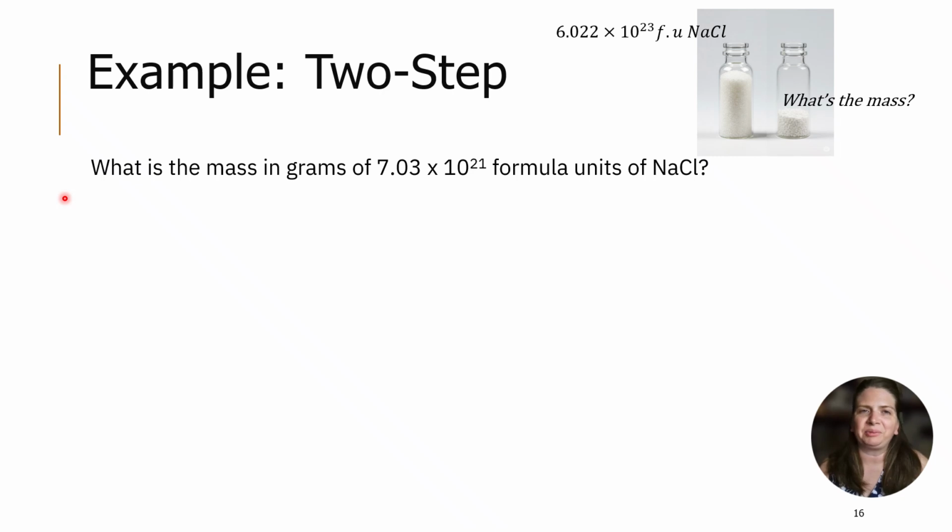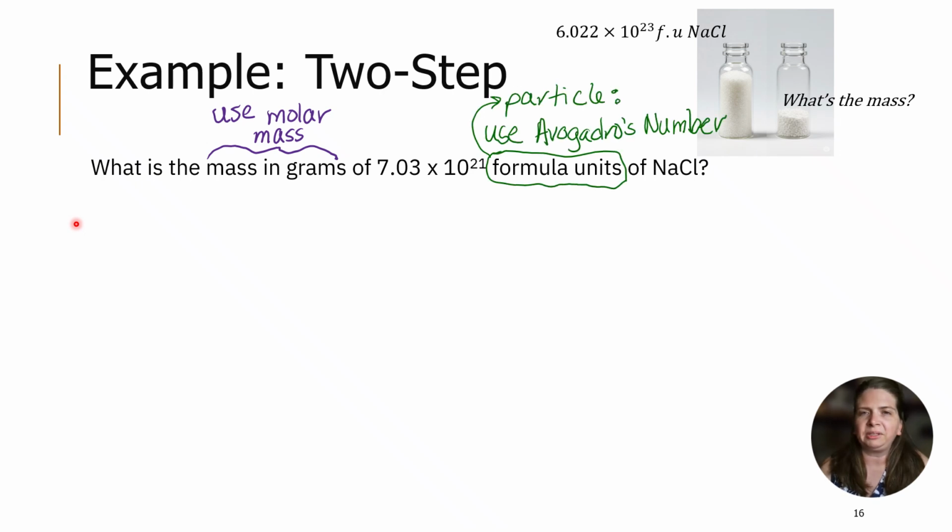Let's work through an example problem. What is the mass in grams of 7.03 times 10 to the 21st formula units of NaCl? When reading the question, we should look for keywords that tell us which conversion factors we need. We are being asked to find mass in grams, so we know that we need the molar mass. We are starting with formula units, so we know we need Avogadro's number. Because we need to use both relationships, we will need to use two conversion factors.